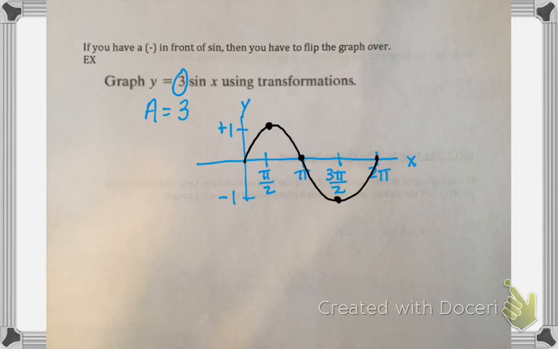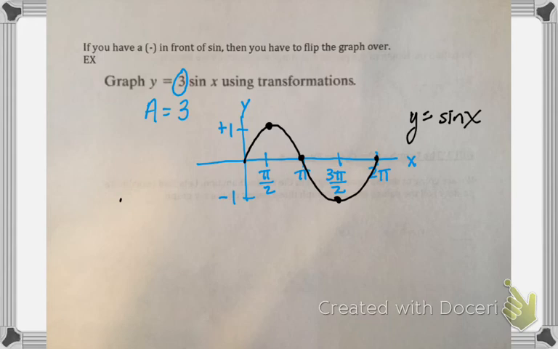Okay, so we got these key points here. Once again, at 0, I have 0. At pi over 2, I have positive 1. At pi, I have 0. At 3 pi over 2, I have negative 1. And then at 2 pi, I have 0. So once again, you have to remember what this looks like. This is y equals sine x, okay? That's never, ever, ever going to change unless you manipulate it.